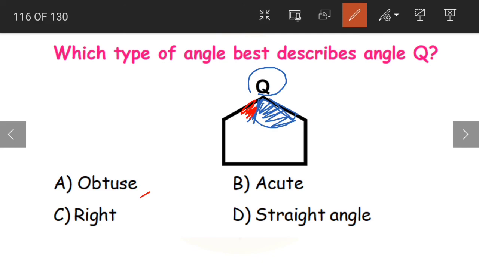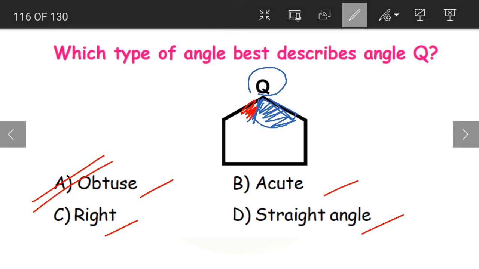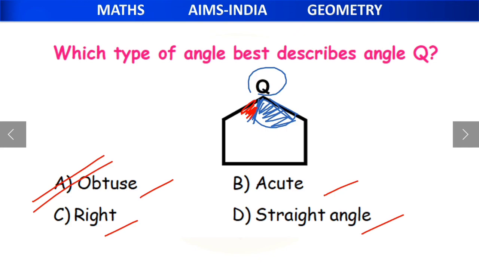So will our angle Q be obtuse, acute, right or straight angle, children? It will be option A, obtuse angle. Yes, the angle Q is greater than the right angle. So angle Q is our obtuse angle. I hope this was clear, children. With this, we've come to the end of our chapter geometry. Yes, we'll start a new chapter after some time, and I hope the chapter geometry was clear for you.